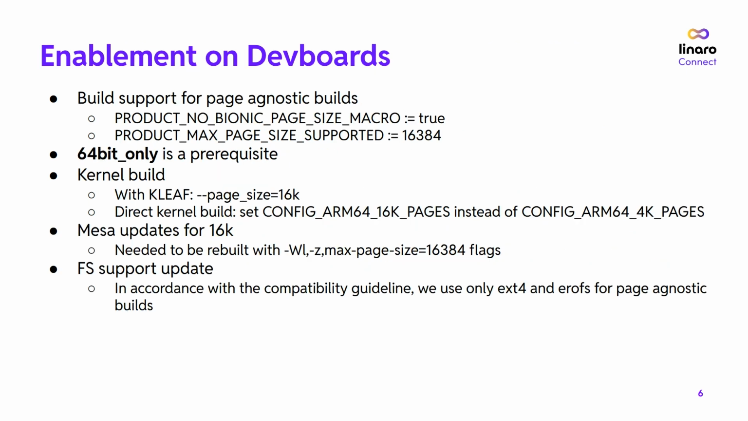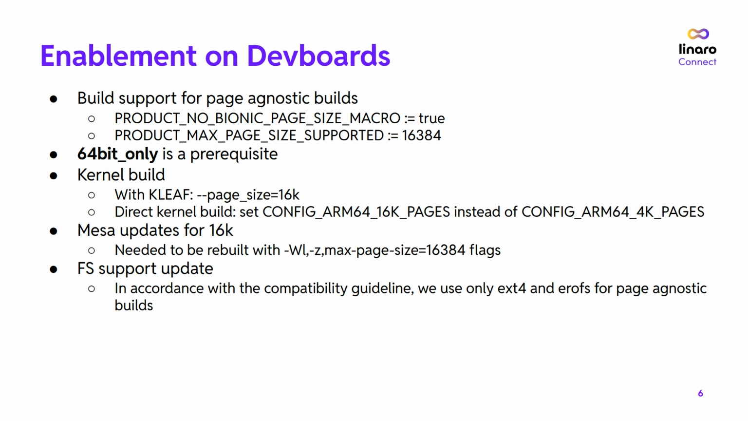Now comes the part where we start enabling build options to make it page size agnostic. We have enabled these couple of build flags in Android. The first one takes care of ignoring the page size macro. The second one, more importantly, specifies the max page size supported by your device, for example, in this case, for the 16K alignment. Also to be noted is that in Android, the 16K page size builds are only supported for 64-bit devices.